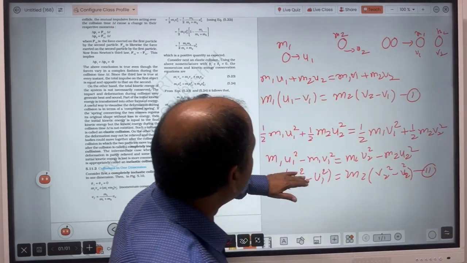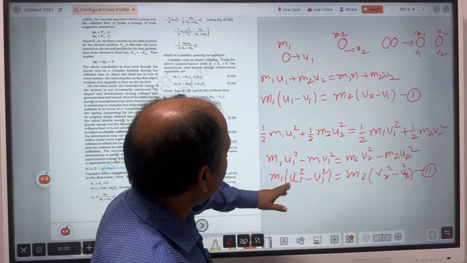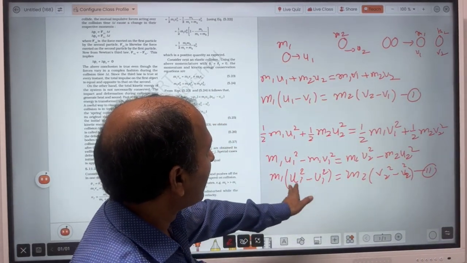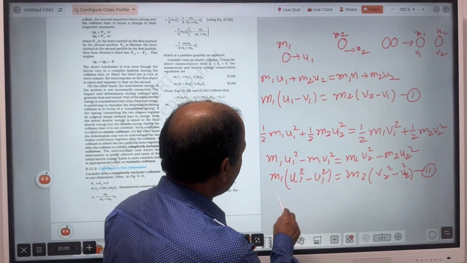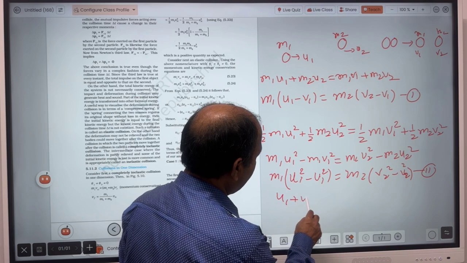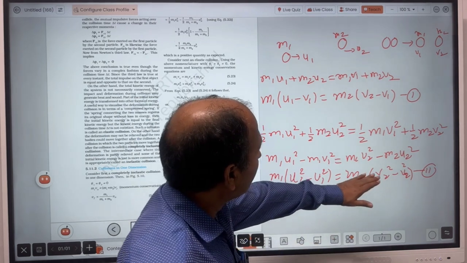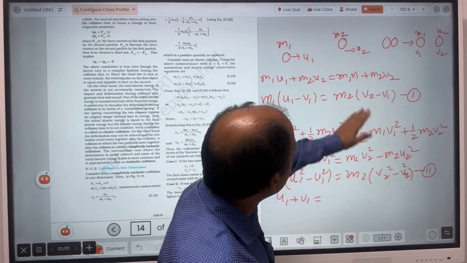If you divide equation 2 by equation 1, what do you get? Here u1 square minus v1 square will become u1 minus v1 and u1 plus v1. Other terms will get cancelled out. So here you will get u1 plus v1, and here if you divide this, m2 will cancel out.